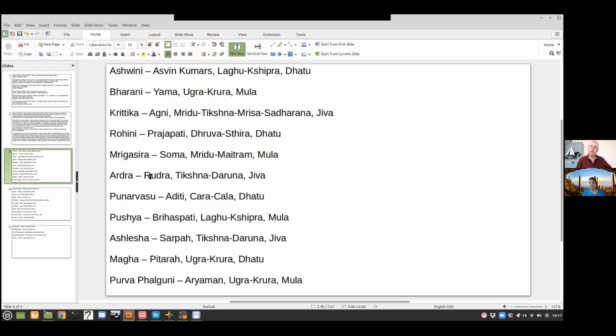So Ashwini Nakshatra is connected to the Ashwin Kumars, and it's Laghu and Kshipra, or light and swift, and it's a mineral nakshatra.